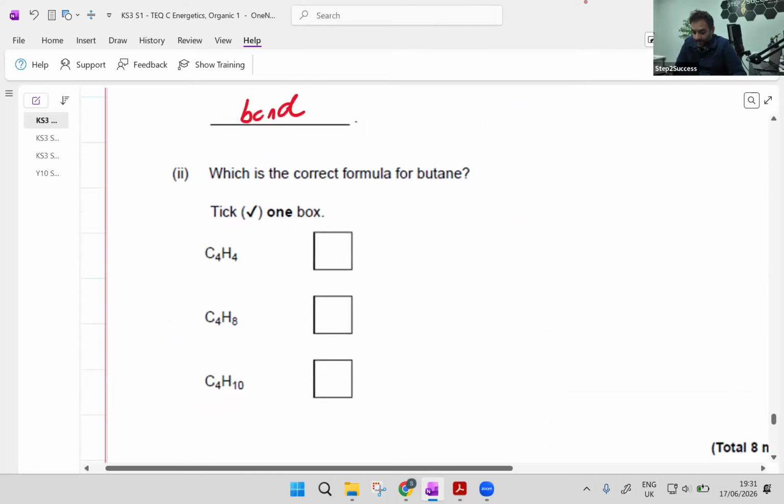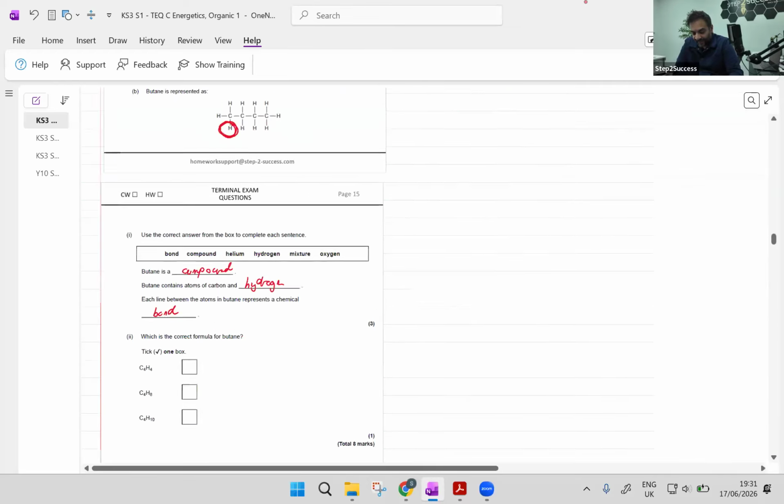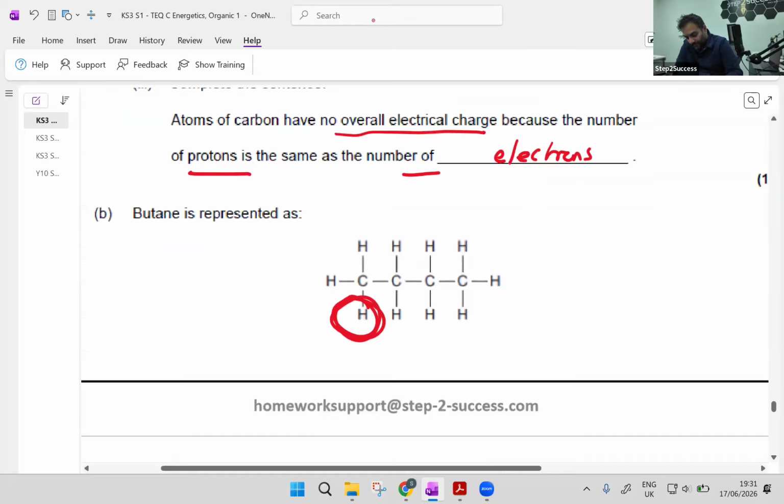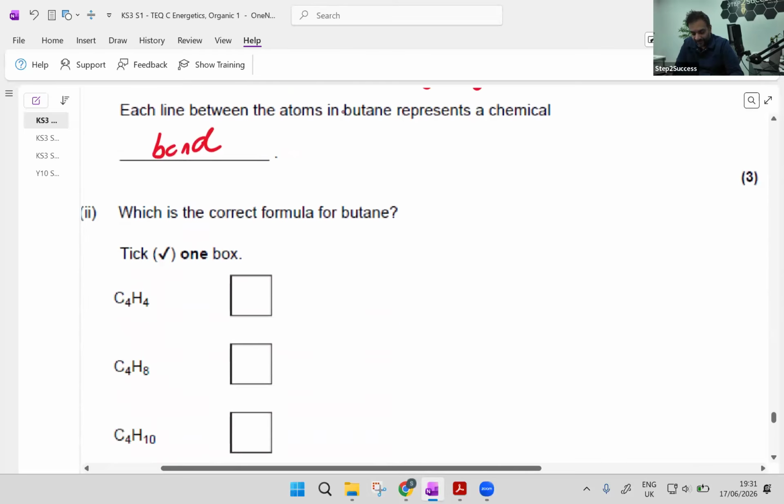The correct formula for butane, which is just counting now, isn't it? So it's four of these, so C4, and then how many H's there are, which is 10. So it's C4H10.